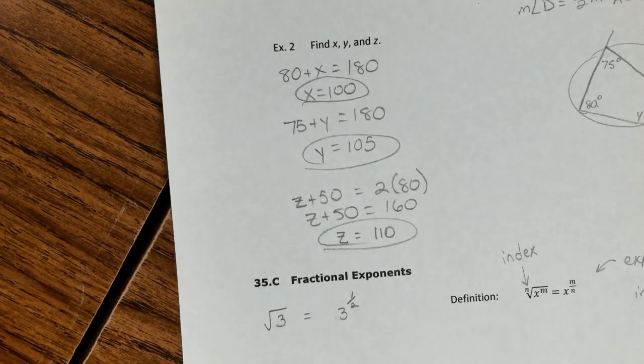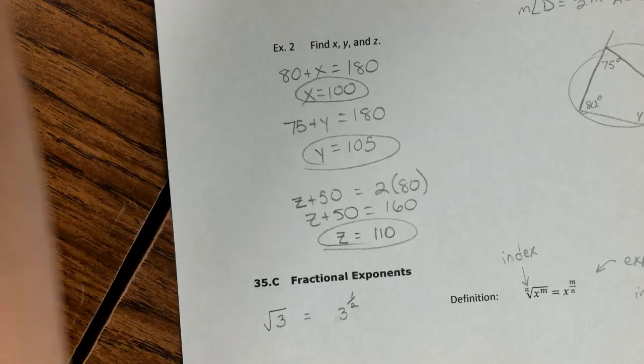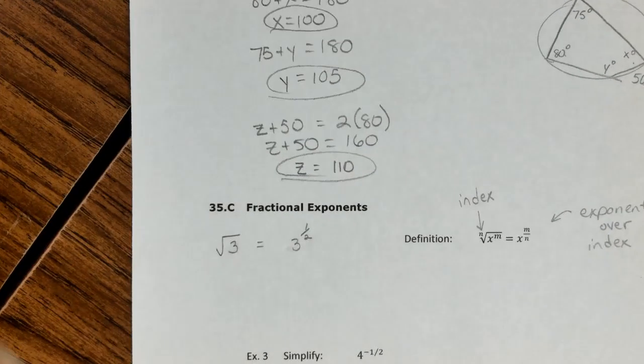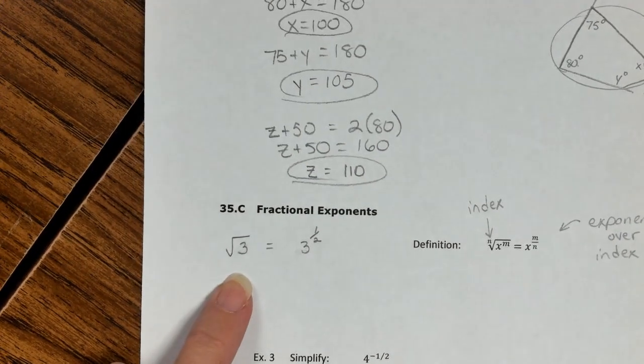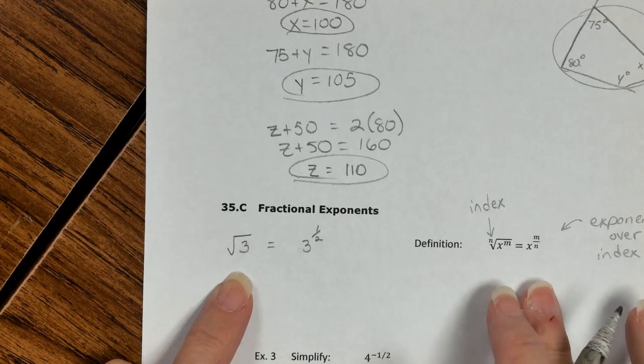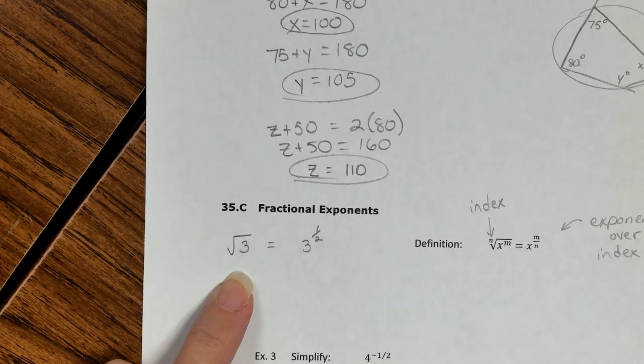Okay, now, part C, fractional exponents. Sometimes they're called rational exponents because the ratio is a fraction. All right, so here's an example with actual numbers to show you what this means over here on the right. The square root of 3 can also be written 3 to the 1/2 power.